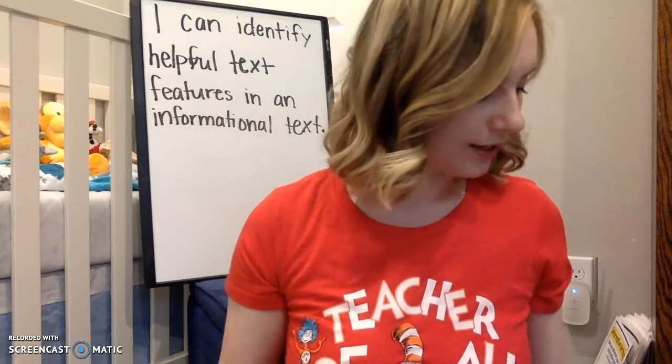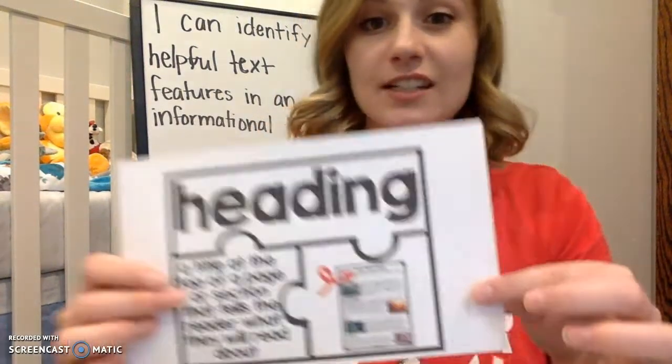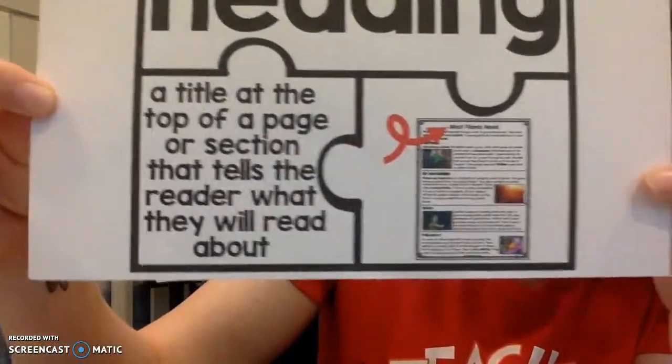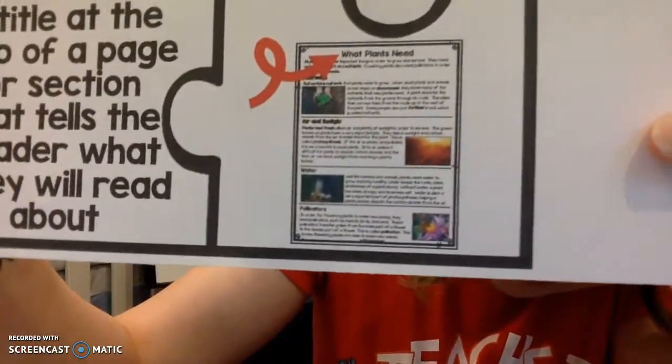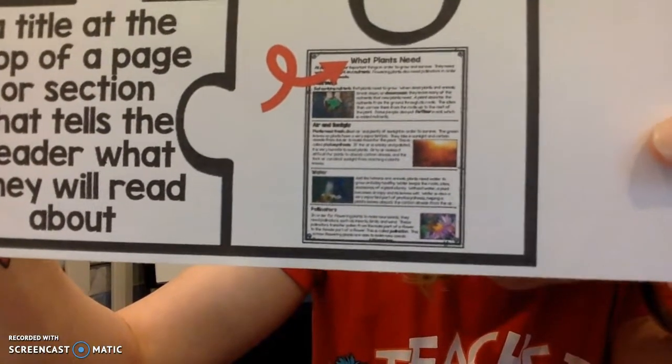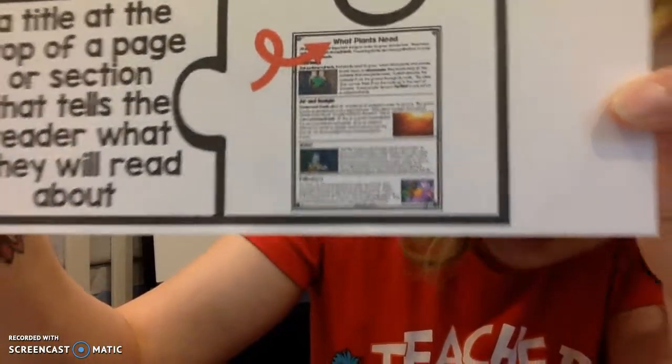Okay, so here's a picture of what a heading kind of looks like. It's that top one up there that the arrow is pointing to, okay? So, "What Plants Need." That is a heading. I now know in this next section, I'm going to read all about what plants need. I'm just kidding. Did I scare you?